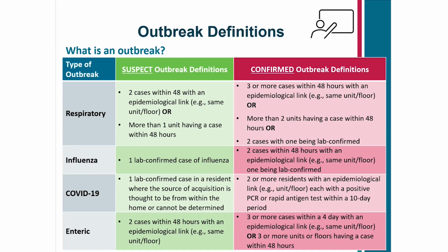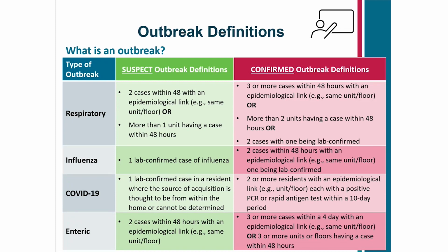And we know with COVID, things have been a little bit more complicated in terms of the COVID outbreaks. And these definitions I should highlight because they've just recently changed earlier in October. The new suspect outbreak definition is one lab confirmed resident case where the source of acquisition is thought to be within the home. And this is molecular confirmation of infection, so your PCR result.